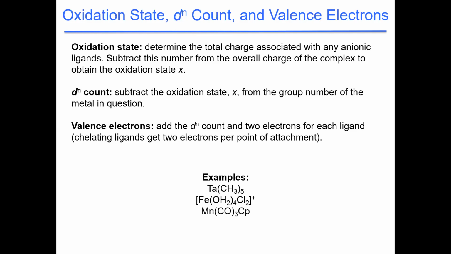Lastly, we have a manganese carbonyl cyclopentadienyl complex. And so here we have an oxidation state of +1 because the cyclopentadienyl anion has a -1 charge. So your d count is 6, and you have a total valence electron count of 18. So you have 2 electrons coming from each of the carbonyl ligands, 5 electrons coming from cyclopentadienyl, and then 7 electrons coming from manganese.